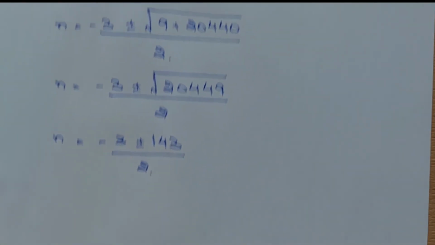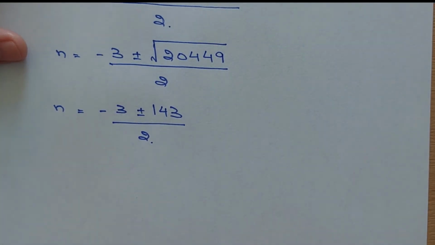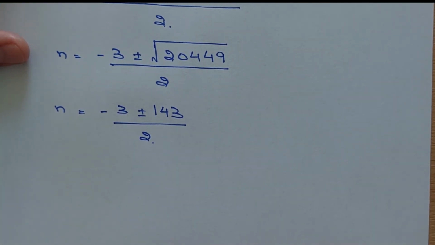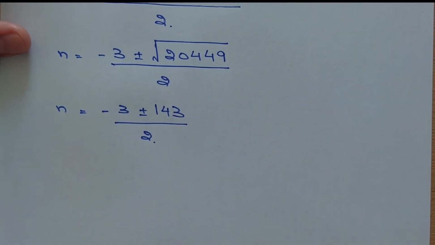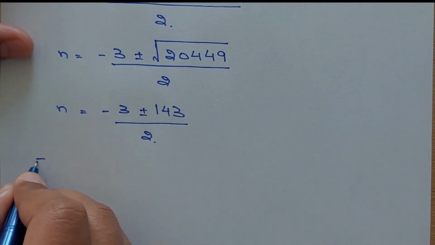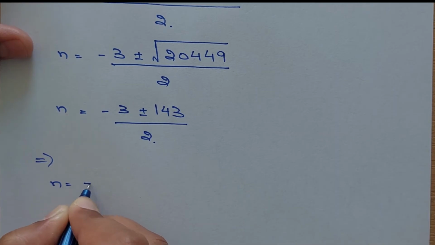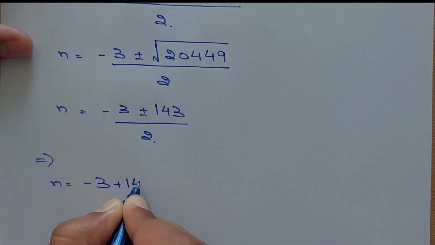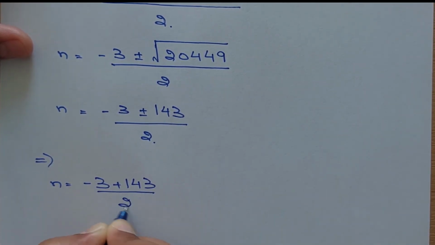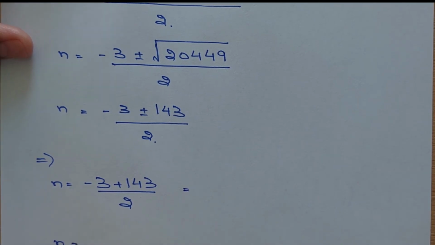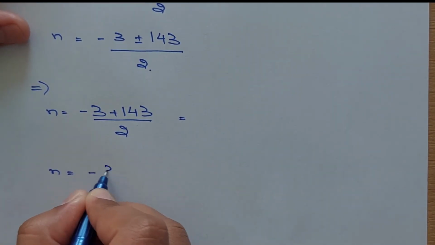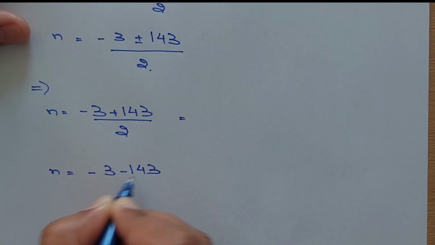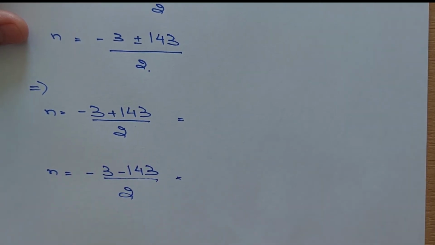Now we have two values for n, one positive and one negative, but we need to pick the positive one because the number of terms can never be negative. They are always positive, right? So here n is equal to minus 3 plus 143 divided by 2, and n is equal to minus 3 minus 143 divided by 2.